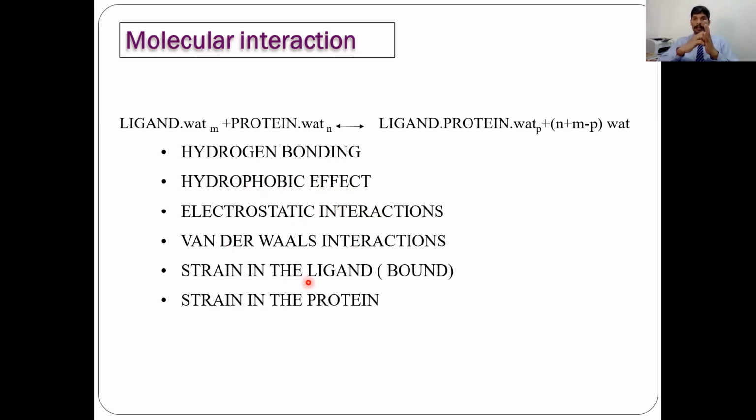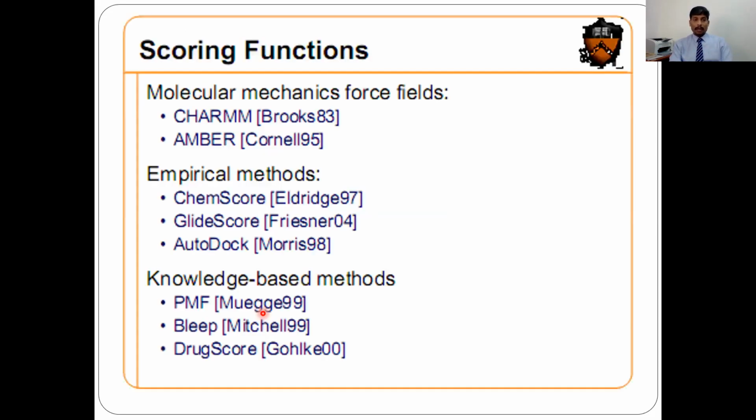So when it is binding, some of the bonds in the ligand may get strained, and the angle may be stretched a little bit. The same thing might have happened in the protein also. It's not the structure, okay? It's just the bond only. Between the two atoms, the bond may be stretched slightly. So that one we need to take into consideration.